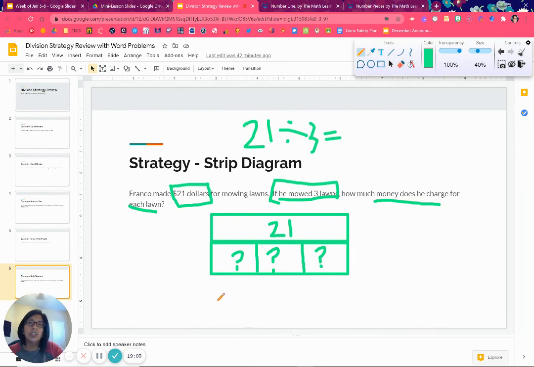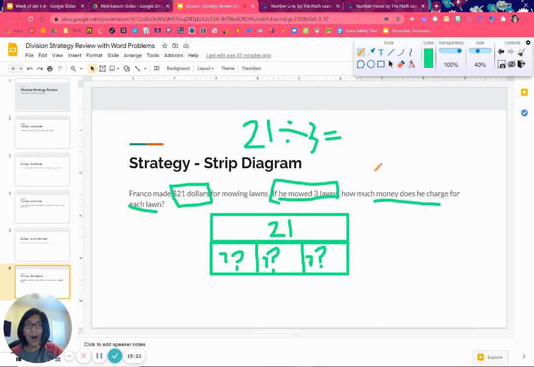Now, when you know your facts, you would know that inside the box would have been 7. So really, strip diagrams is a matter of, it helps you to think the process out, and you have to know what it represents best. You still have to solve it, but you want to know how to write it correctly. That's how you do strip diagrams, okay?